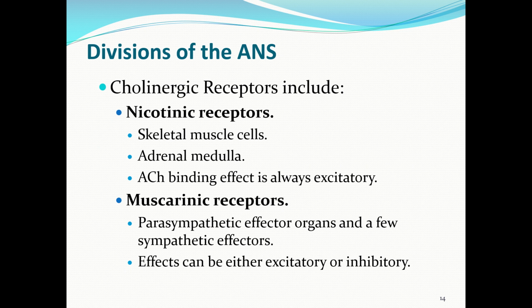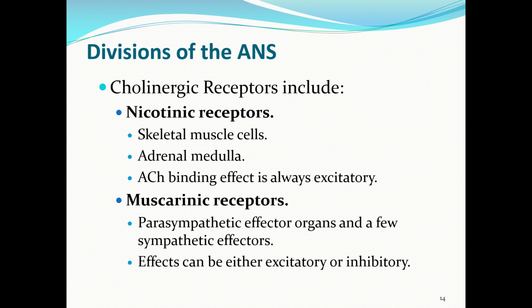These are the cholinergic receptors, nicotinic and muscarinic. And these are named after chemicals that they can also bind to, like nicotine and muscarine. Nicotine is from the tobacco plant, as you know, and muscarine is from mushrooms. So the nicotinic receptors are found in the skeletal muscle cells and the adrenal medulla, and acetylcholine binding effect is excitatory in a nicotinic receptor.